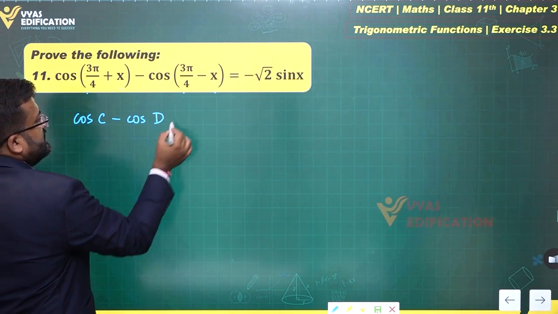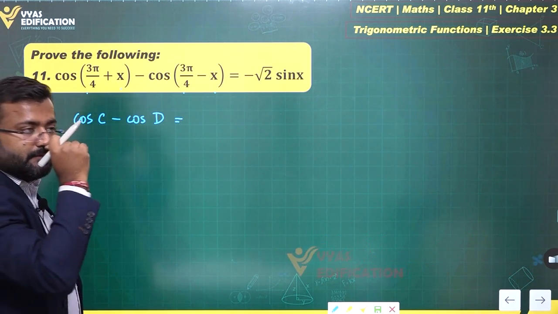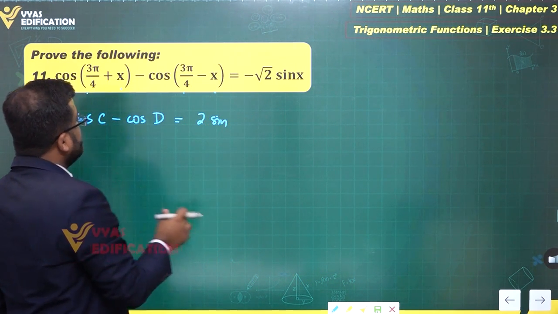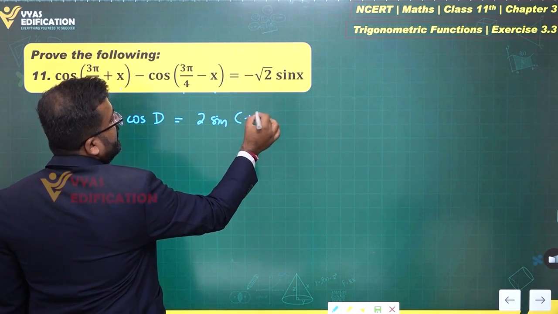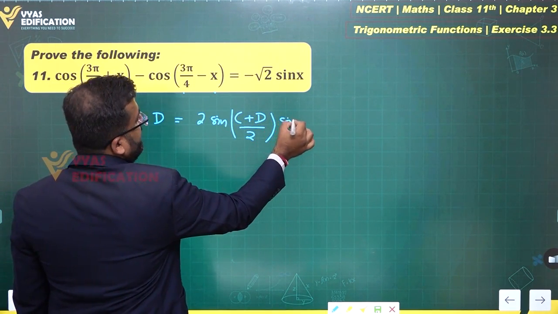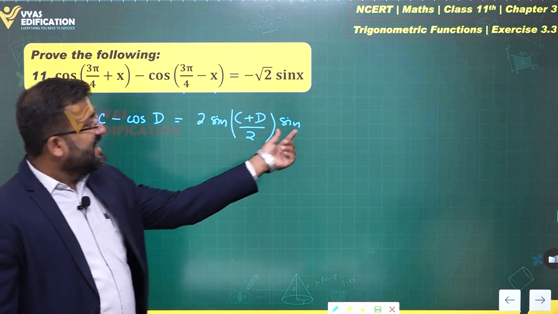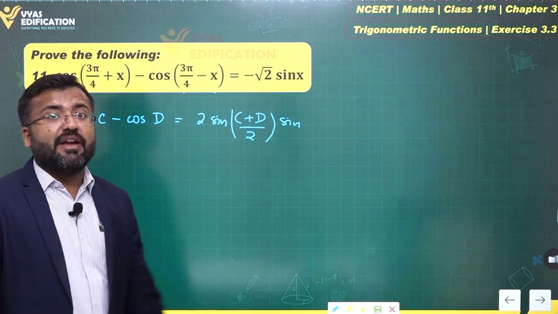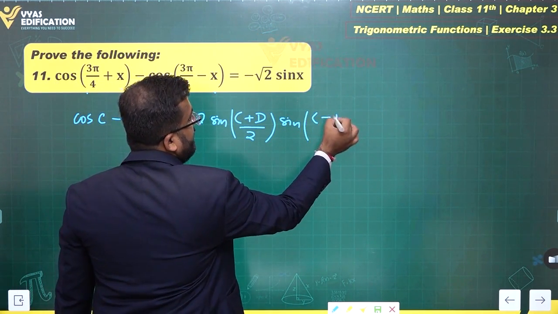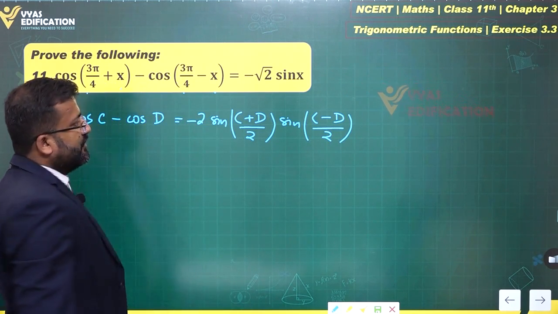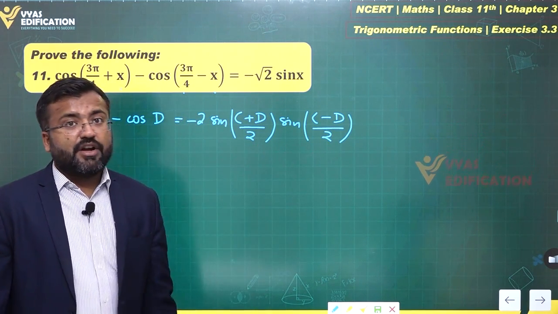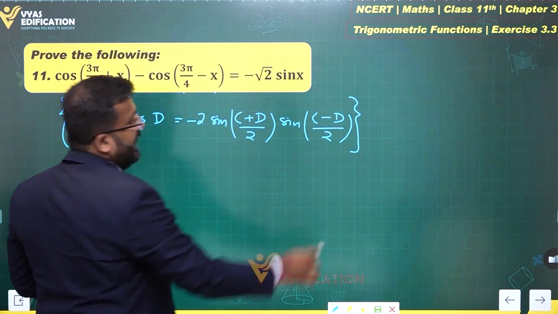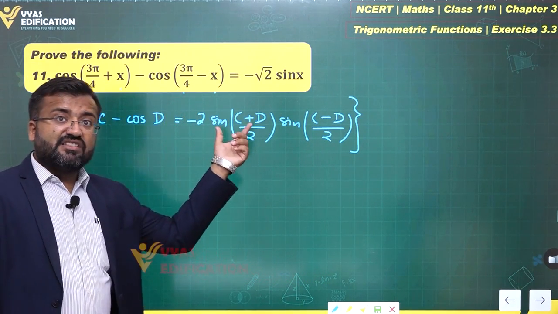Let's use cos C minus cos D, that will be equal to 2 sine of C plus D by 2 and sine of C minus D by 2 and introduce a minus over here, or we can take that minus inside and write it as sine of D minus C by 2. So this is one version: minus 2 times sine of C plus D by 2, sine of C minus D by 2. This is one formula. And first, let us take a look at this question using this approach.